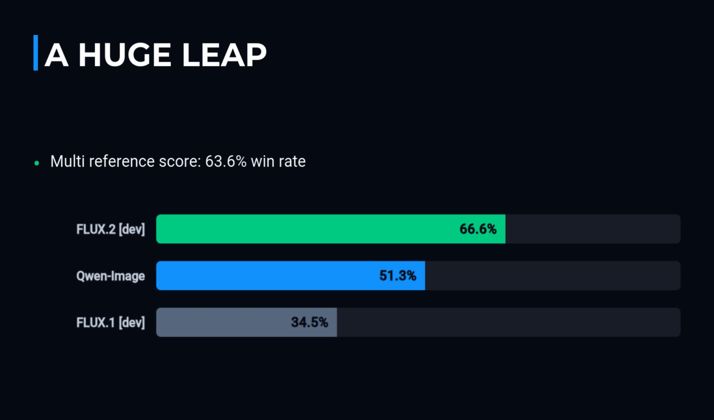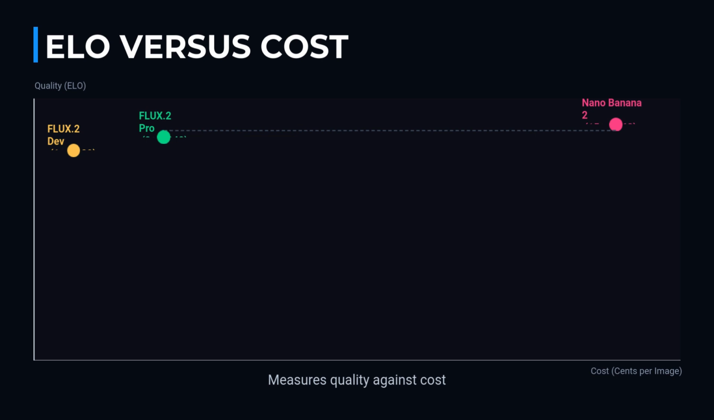The older FLUX.1 was down at 34.5%. This isn't a small step up, it's a huge leap. And what about that multi-reference feature? Did they test that? They did. And in that category, it scored an equally high 63.6% win rate. So it proved the feature really works as advertised.